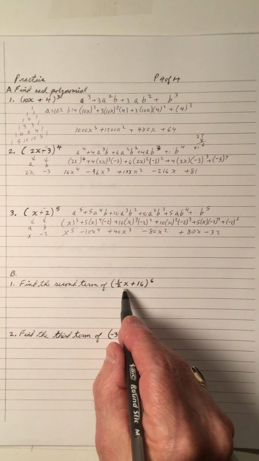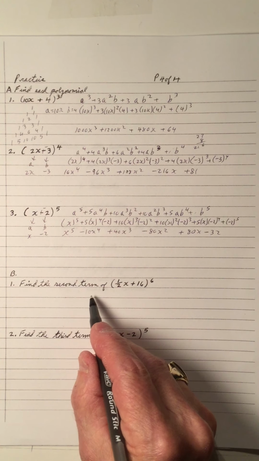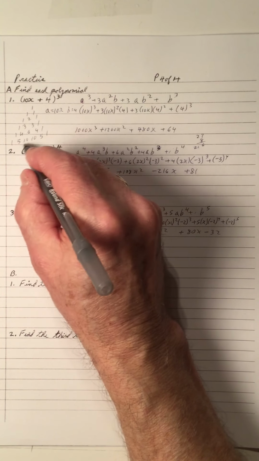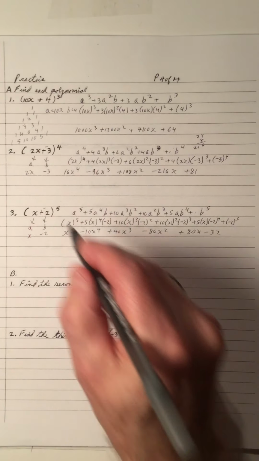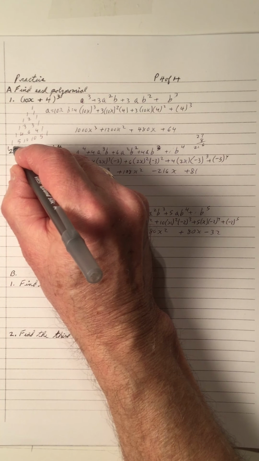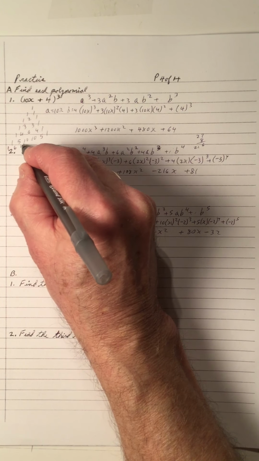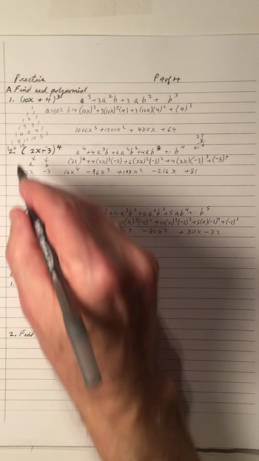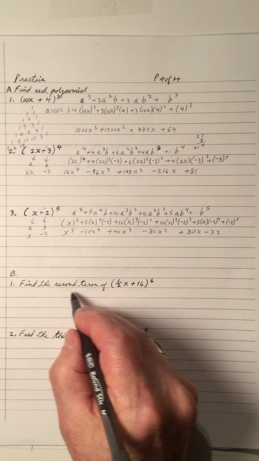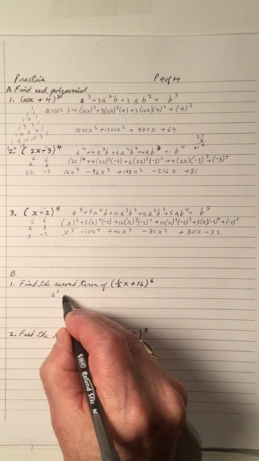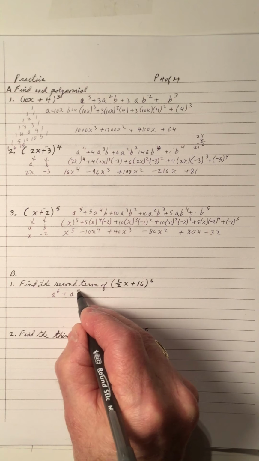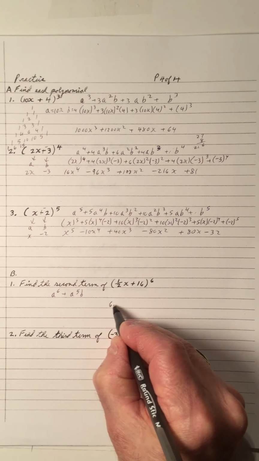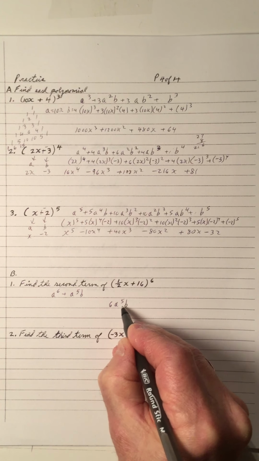Find the second term of this one. The second term. Well, let's go over here and look at it. If we write this one out, I've got a 6th power. So I've got a 1, a 6, and a 15. So that's a 6 and that's a 15. So the second term is right there. The first term is a to the 6th. The second term is a to the 5 b. But I have to have a 6 with it. So the second term is 6a to the 5 b.